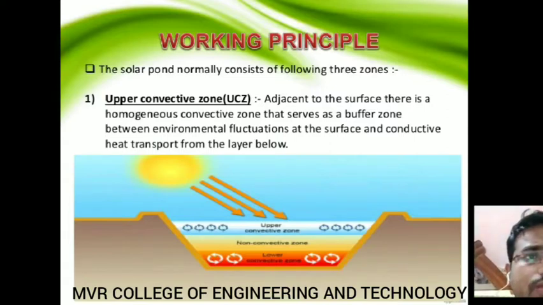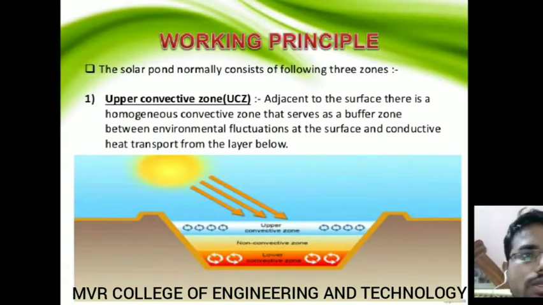The upper convective zone is adjacent to the surface, and it is a homogeneous convective zone that serves as a buffer zone between the environmental fluctuations at the surface and the conductive heat transport from the layer below. So the top layer is the upper convective zone, the bottom layer is the lower convective zone, and the middle zone is the non-convective zone. The heat is taken in at the upper convective zone, and slowly it enters into the non-convective and lower convective zones. Most of the heat will be generated in the lower convective zone.